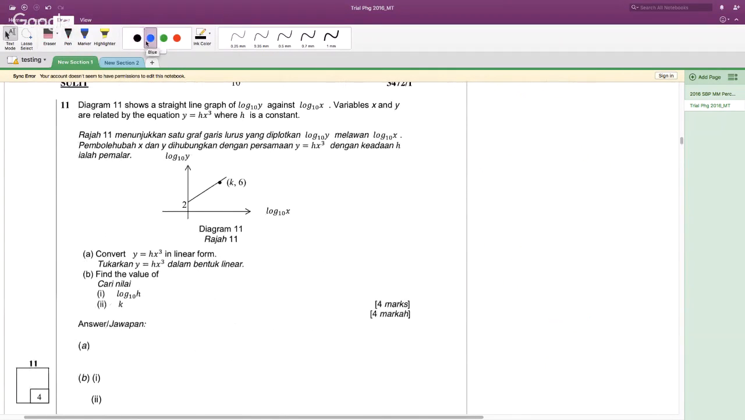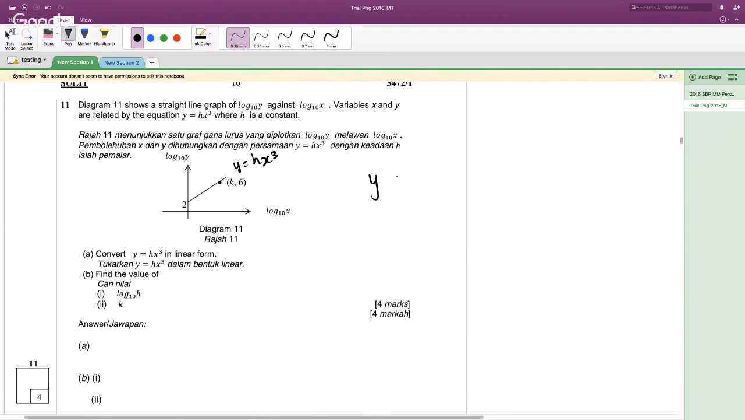Okay, diagram 11 shows the straight line graph of log 10 y against log 10 x. The variables x and y are related by the equation y equals hx cubed, where h is a constant. So convert this into a linear form.